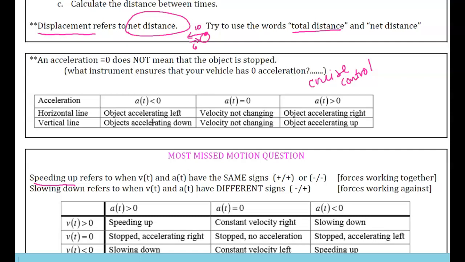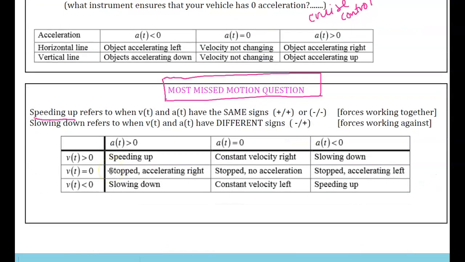Okay, so the most missed question, even though I tell students this, it's just misunderstood, and it requires checking and comparing more than one thing. This is typically a free response question for like 1 or 2 points. So they will say speeding up. When is the particle speeding up? When is the particle slowing down? So these specific words are comparison.